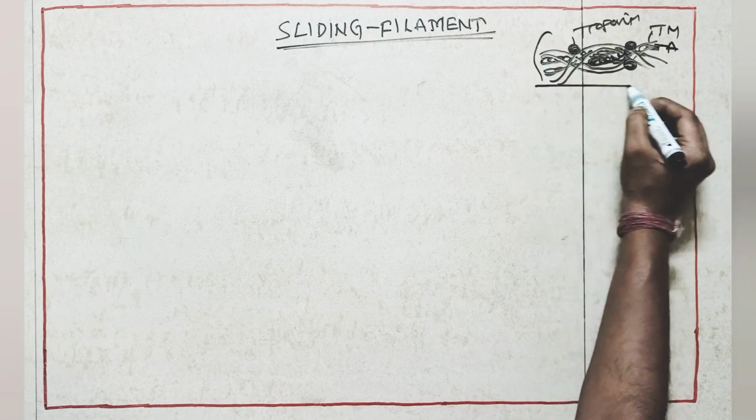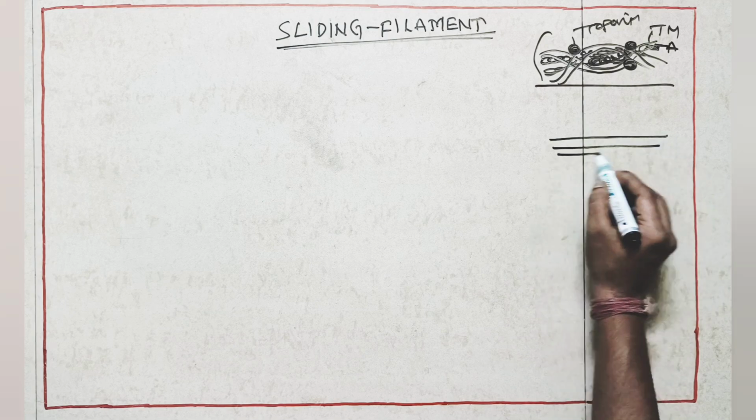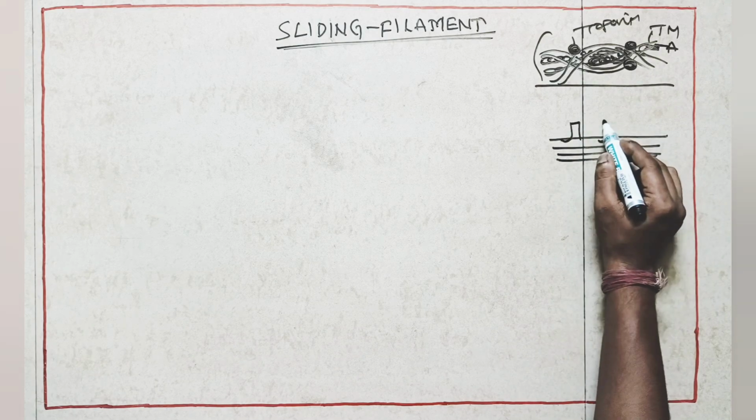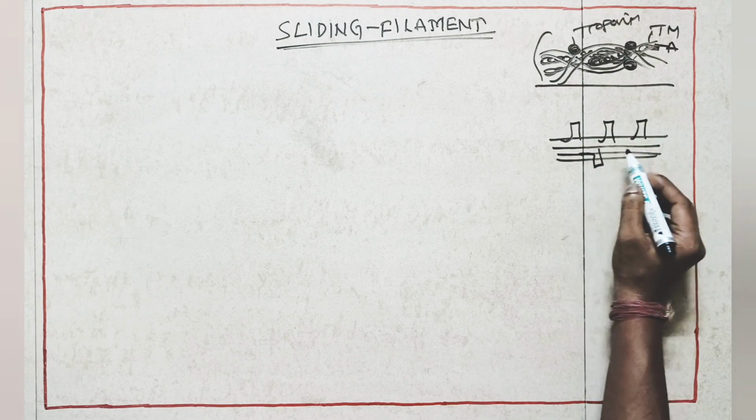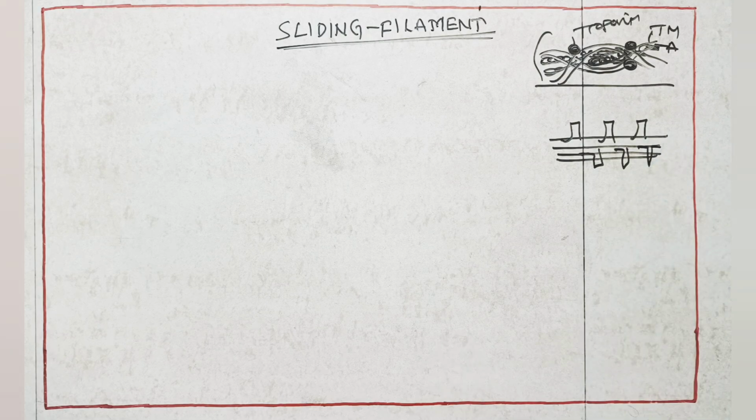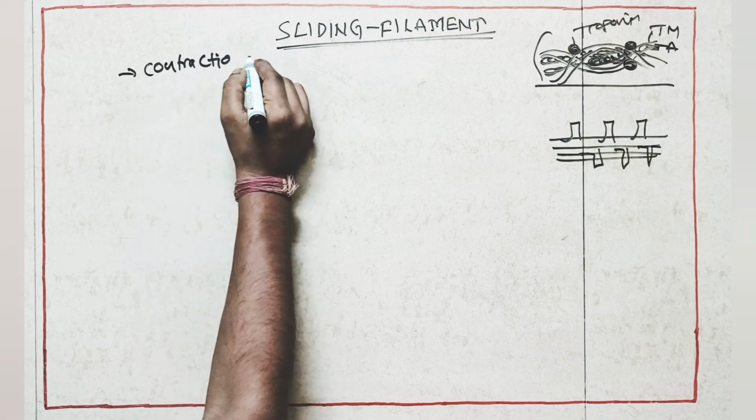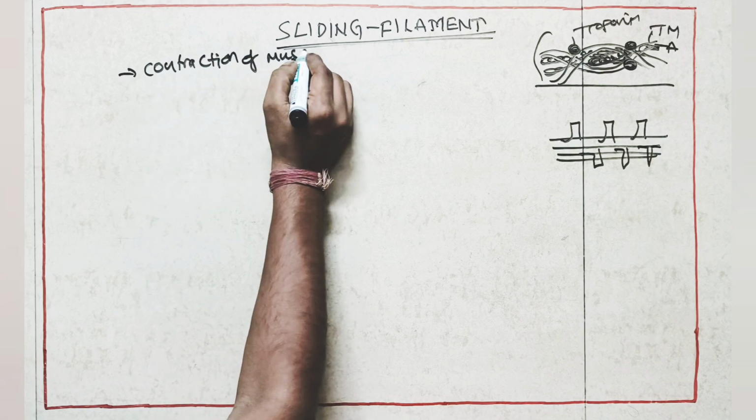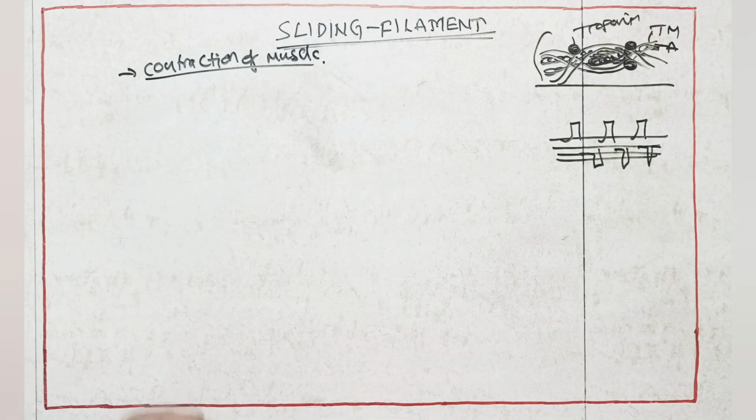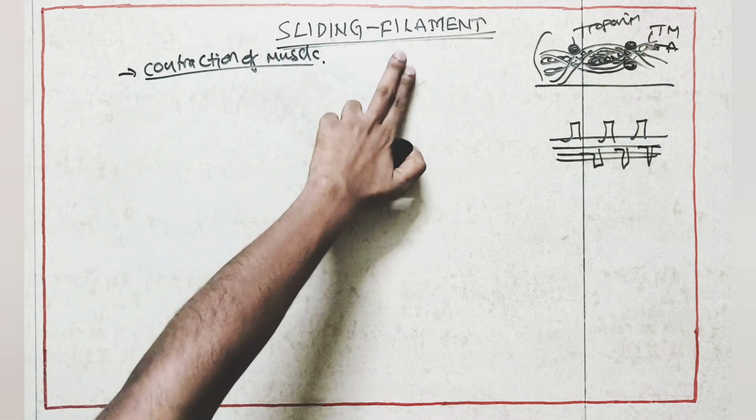So this is completely actin. Myosin is the thick filament. Here we have the globular head portions of the myosin. What does sliding filament theory mean? It is nothing but the contraction of the muscle. How this contraction happens is the sliding filament theory.